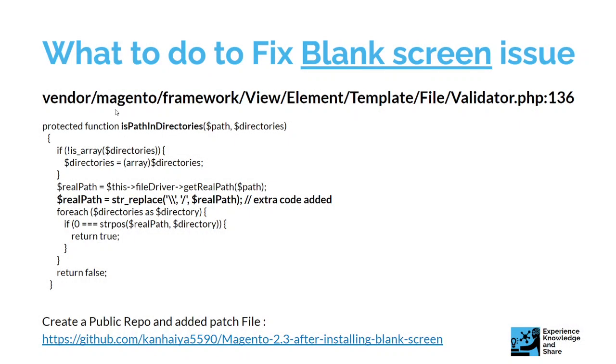We need to go to the vendor file in the Magento module, the framework file, view element template file validate, line number 136. There is a function isPathInDirectories, and this function is actually the one having the concern. So we need to solve this one. What we can do is add a line of code on the same variable to replace the backward slash with the forward slash, and that's it. That line of code will solve our problem.